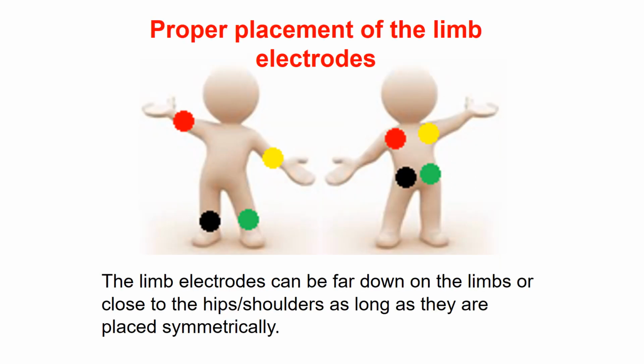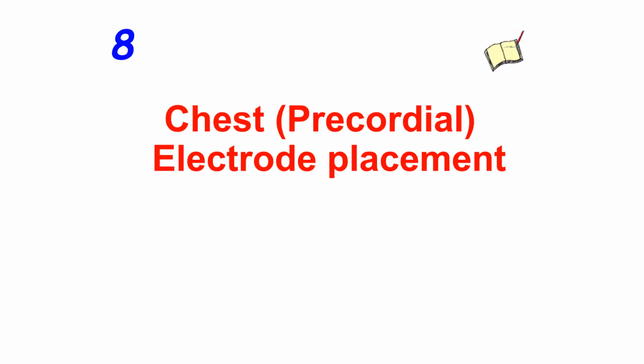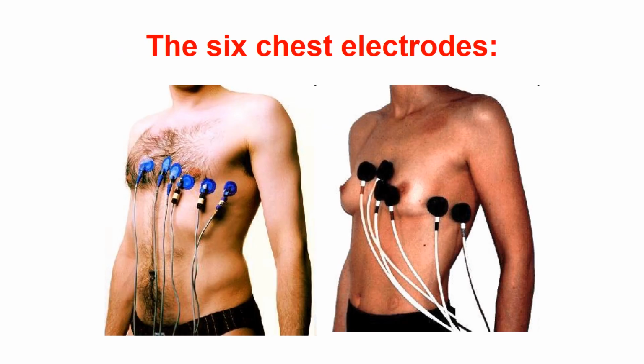Proper placement of the limb electrodes. The limb electrodes can be far down on the limbs or close to the hips, shoulders, as long as they are placed symmetrically. Chest, precordial, electrode placement. The 6 chest electrodes.